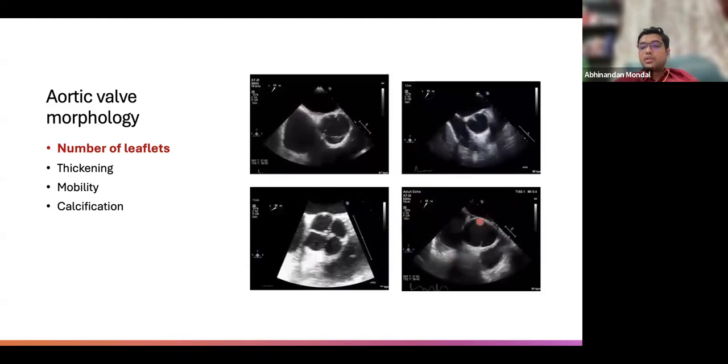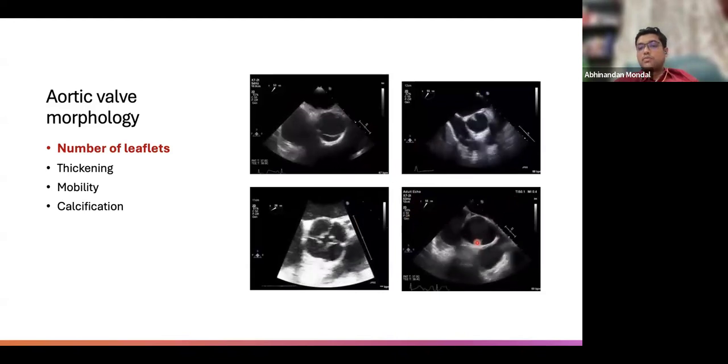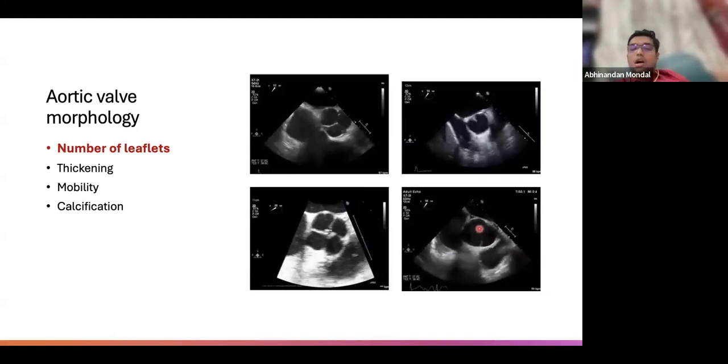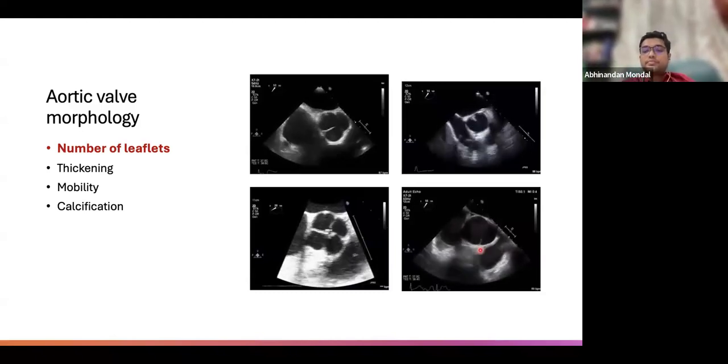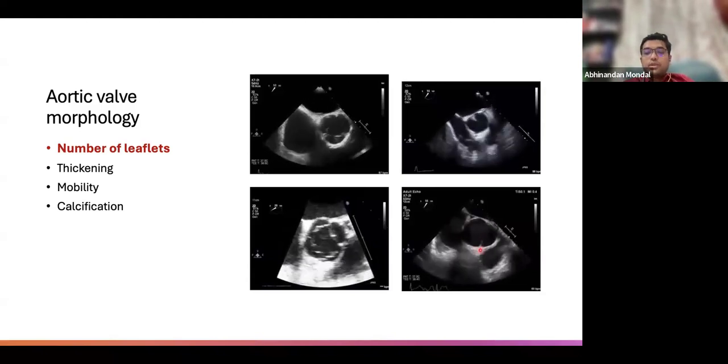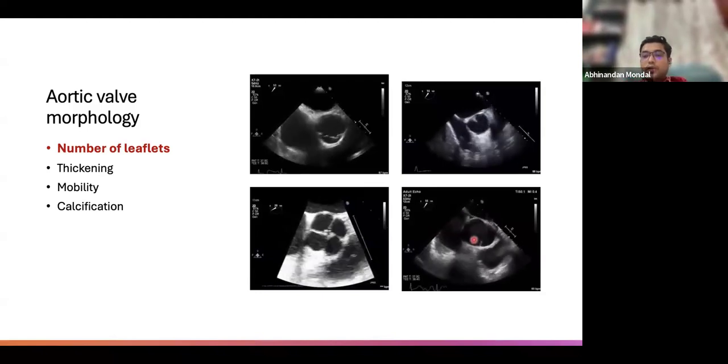A raphe is actually nothing but a fused elevation of both leaflets. So many a times what we see as a bicuspid valve is actually one of the leaflets being larger, and that leaflet is morphologically a fusion of two leaflets. That fusion forms a ridge on the aortic valve, which does not correspond to a proper commissure or any blood flow through it. So that is a raphe.